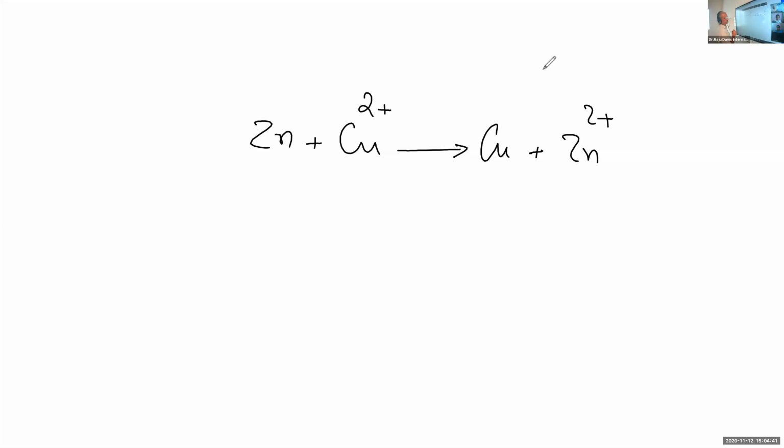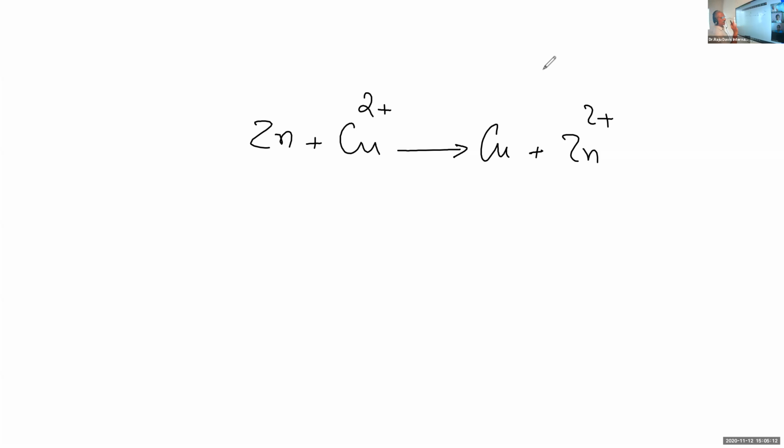Now you come to this. Which are the reactants here? Zn, zinc, and Cu+2. What are on the left hand side are the reactants. So on the left hand side here we have Zn, zinc metal, and the Cu dipositive.